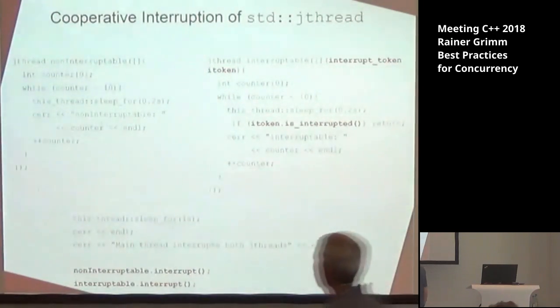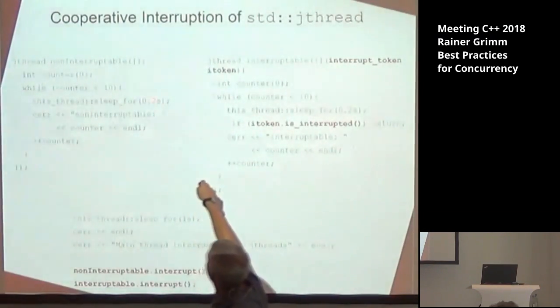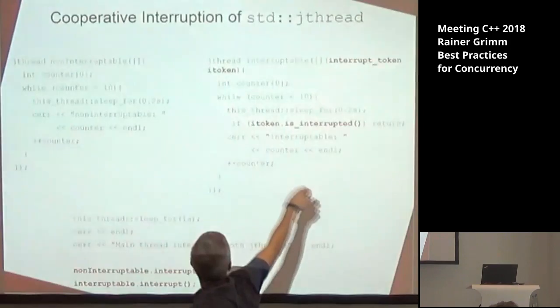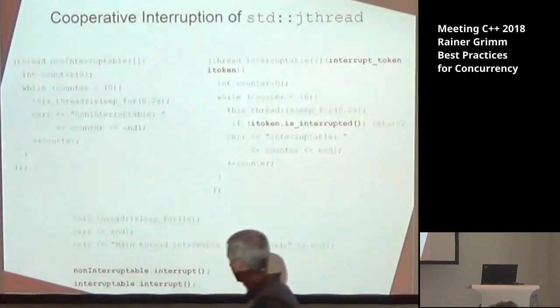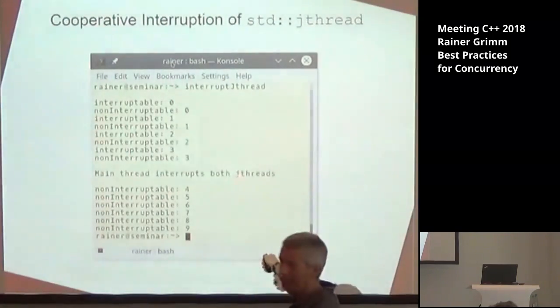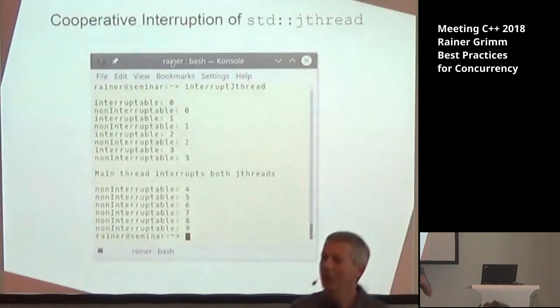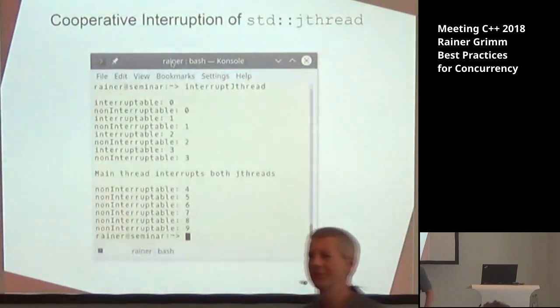Now have a look carefully. One second. I sleep each time for a fifth of a second, you see. At the end, that is the output. Interruptible, not interruptible. Then I say interrupt both, and only the non-interruptible will continue until the end. So it's cooperative interruption, not preemptive.